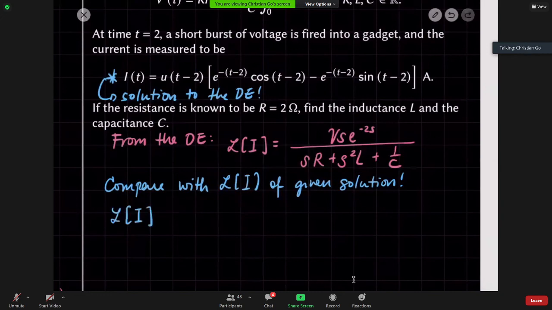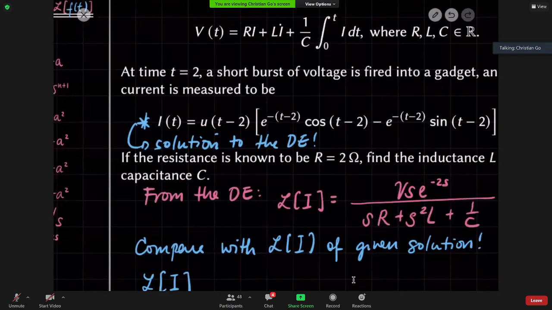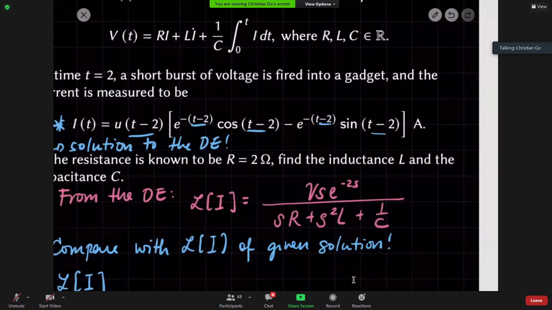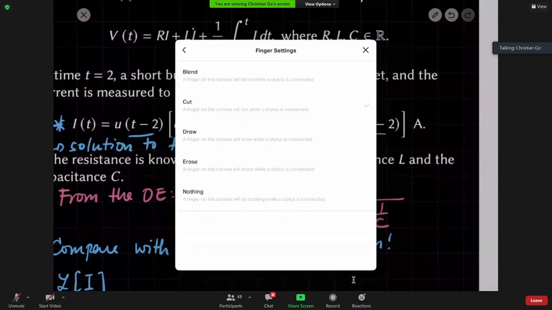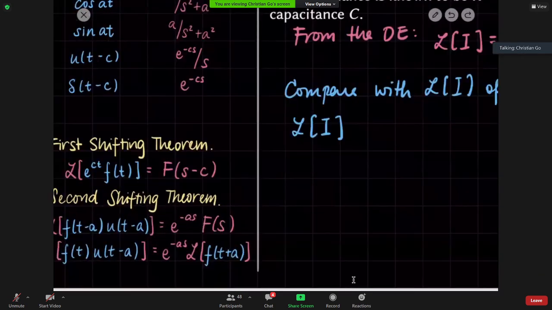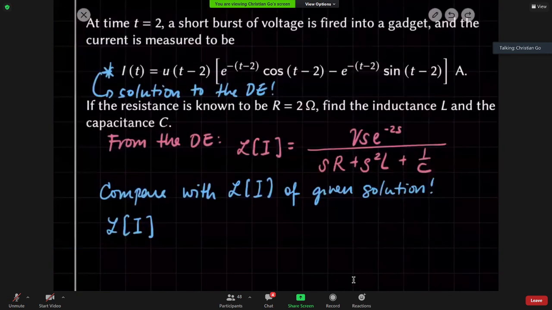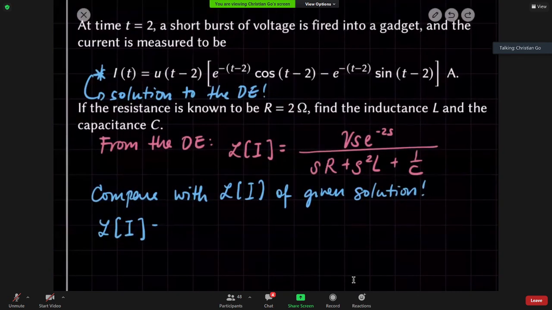The u of t minus 2 affects everything. And let's see, t minus 2 shows up. Where else does t show up? Oh, nice. t minus 2. Everything is in sync. Everything only officially starts at time 2, so we don't have to adjust for anything. The origin has been shifted to 2, so how do we convert that? It's just e to the minus 2s times the Laplace transform of the original function.